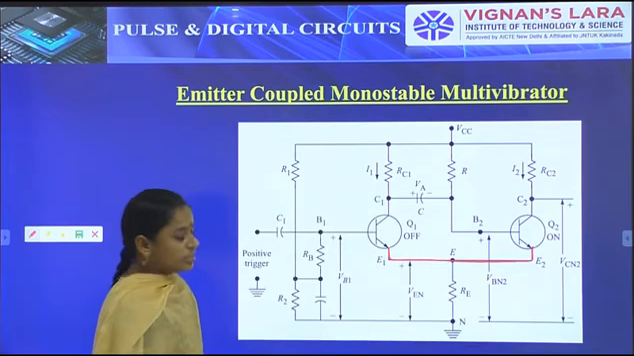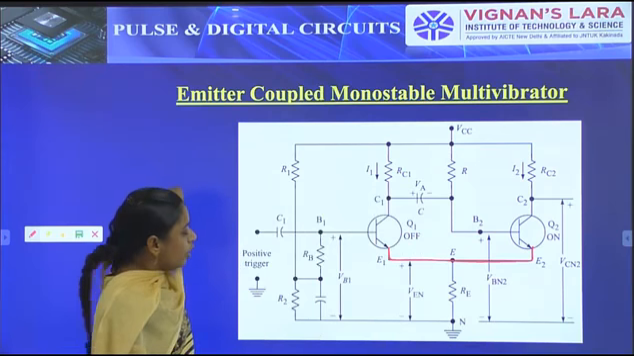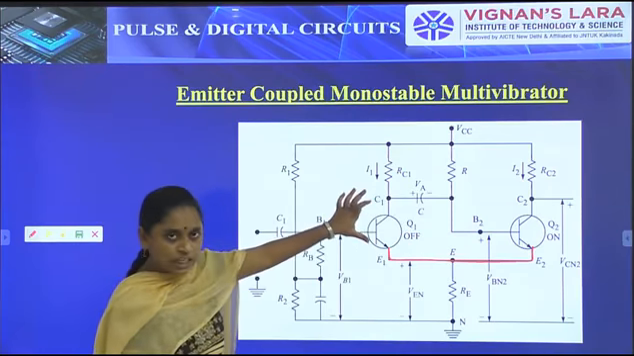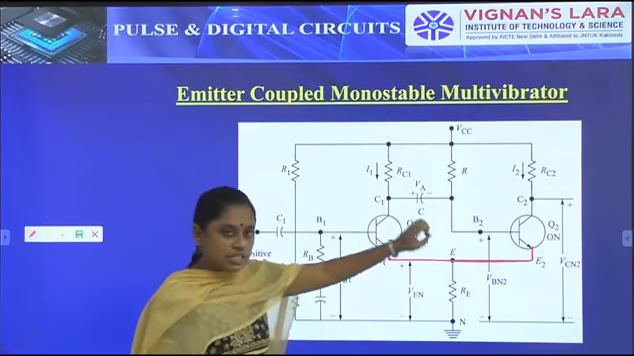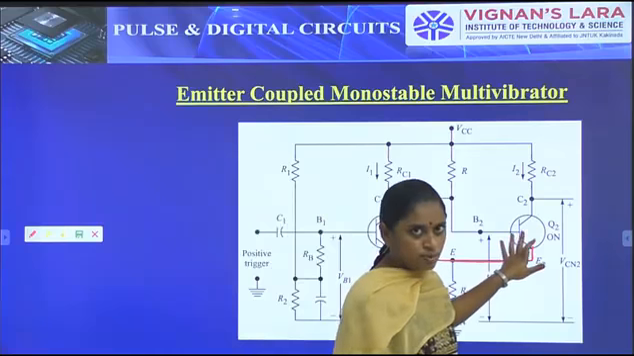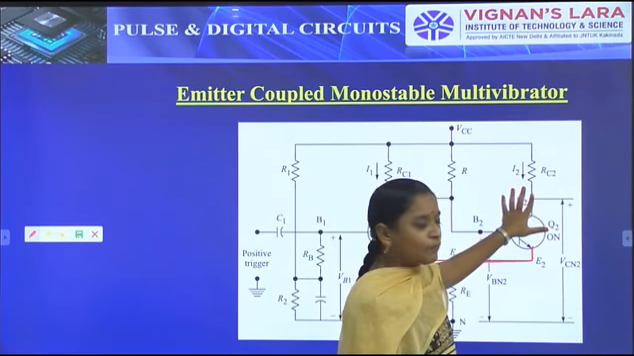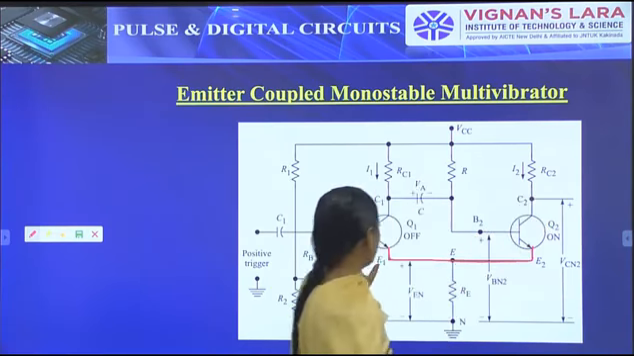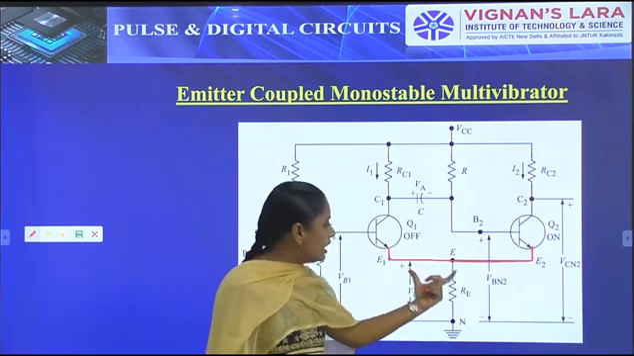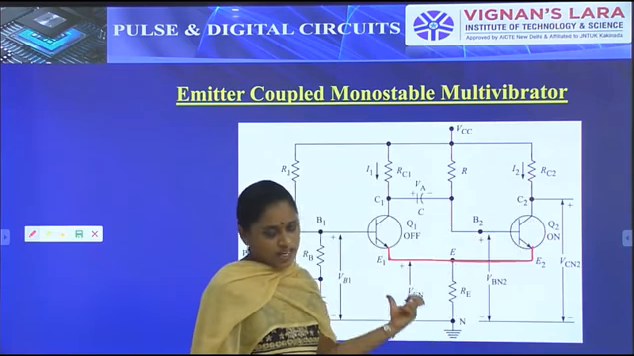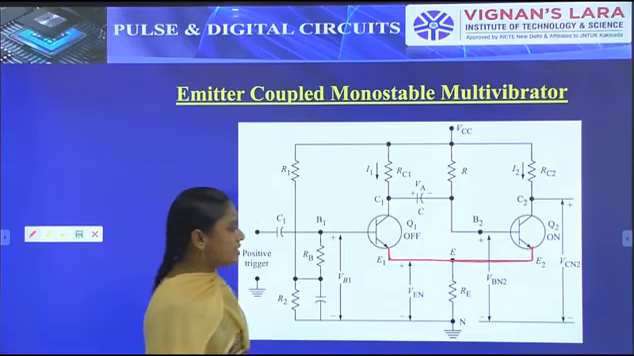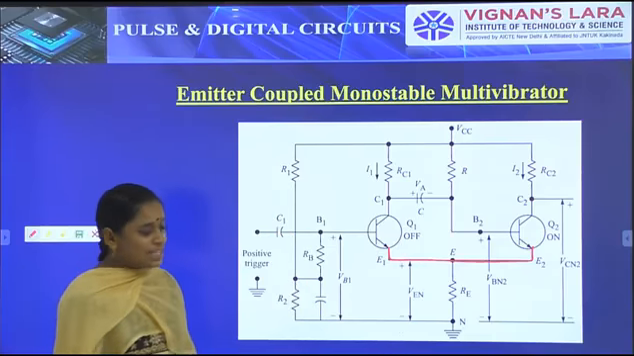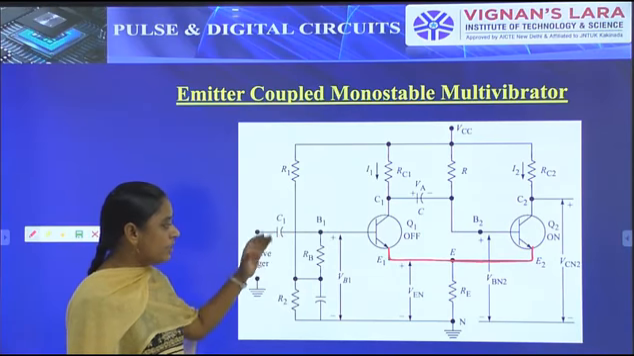Coming to the circuit diagram, the output of transistor Q1 is connected to the input of transistor Q2, but the output of Q2 is not connected to the input of Q1. Here both the emitter terminals are connected to a resistor R. So that is the difference between these two circuits. And what is the voltage of this particular base emitter junction?